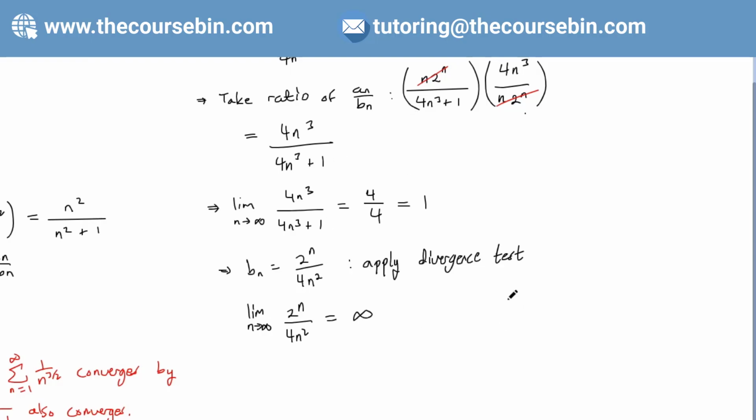So remember the divergence test says that if your limit is non-zero, then automatically your series diverges. So we'll say the sum of 2 to the power of n over 4n squared from n equals 1 to infinity diverges.